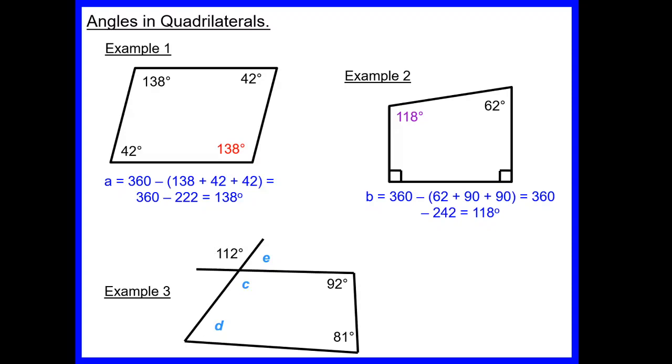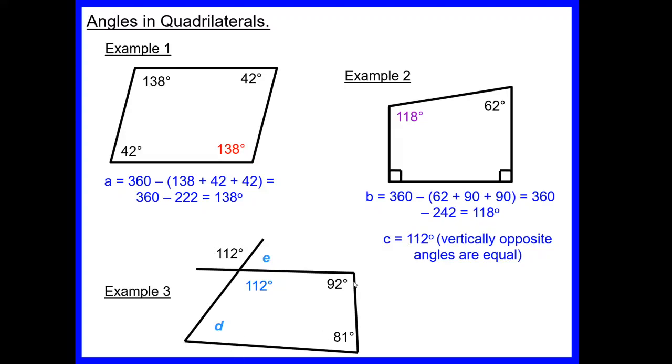Example 3 then. This time we've been given a quadrilateral, but we also have some extended lines, so we have some exterior angles as well. So we're going to need to use some of the other rules that we have learnt. Let's start off with angle C. Here we can see we've got two straight lines that cross, so these must be vertically opposite angles. We know from our previous lessons that vertically opposite angles are equal, so C is 112 degrees.